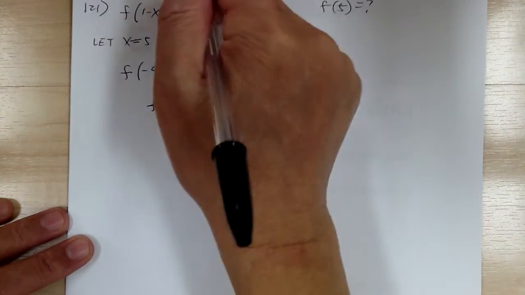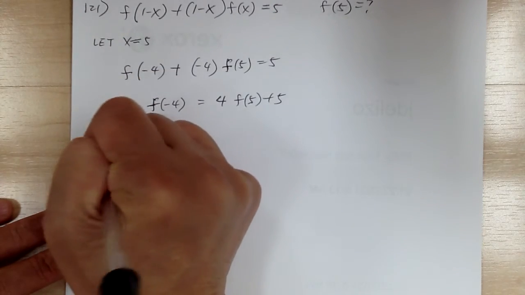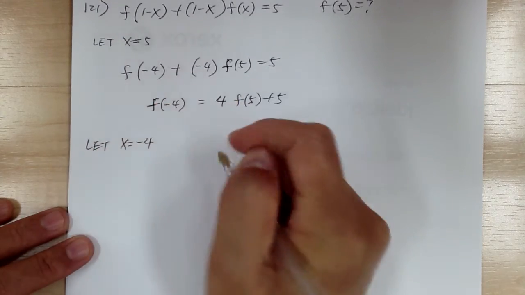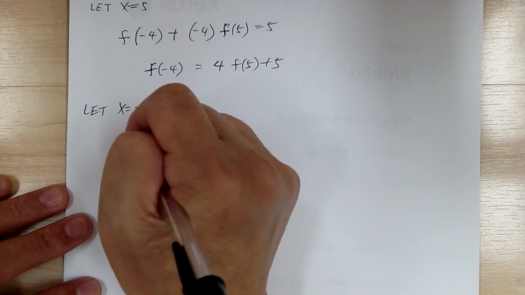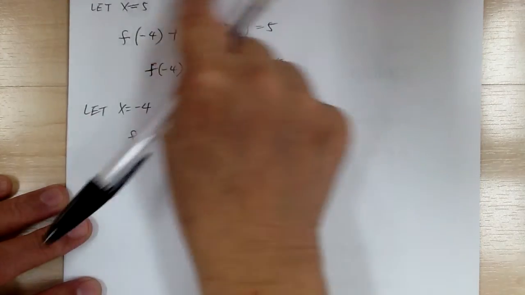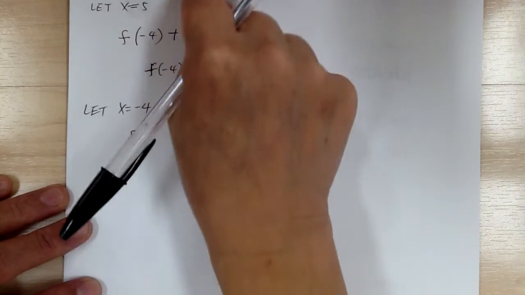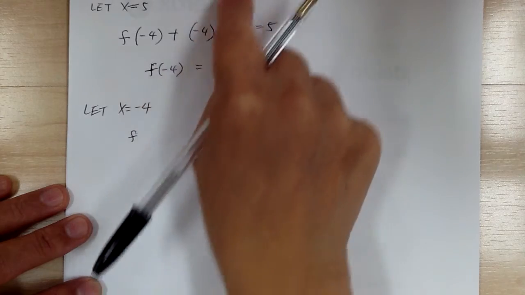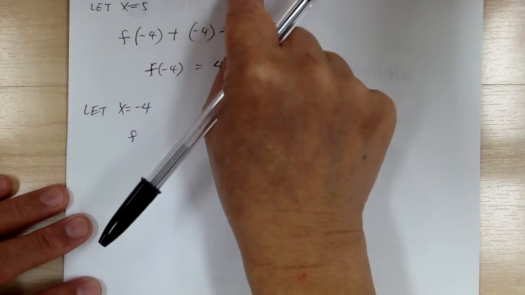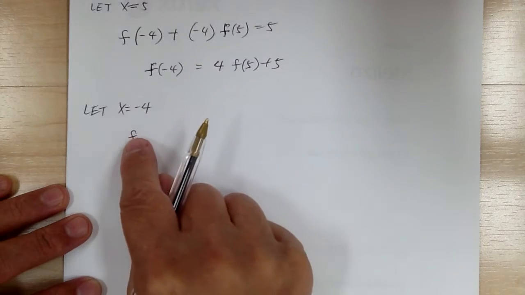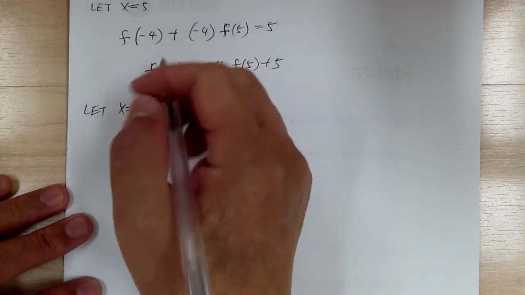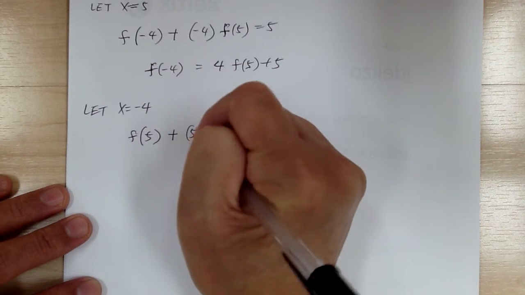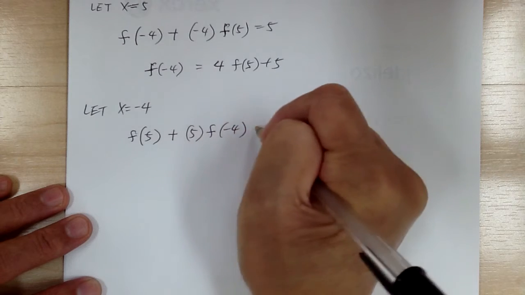So let's go and use this equation again, but this time, since we're looking for this, that's going to let x equal to negative 4. Okay, so put in here. This is your original equation. You just keep substituting values into the equation until you have enough information. Since we're looking for this, we need x equal to negative 4 so we can evaluate. So when x equals negative 4, you're going to get f of 5 plus 5 times f of negative 4 equal to 5.